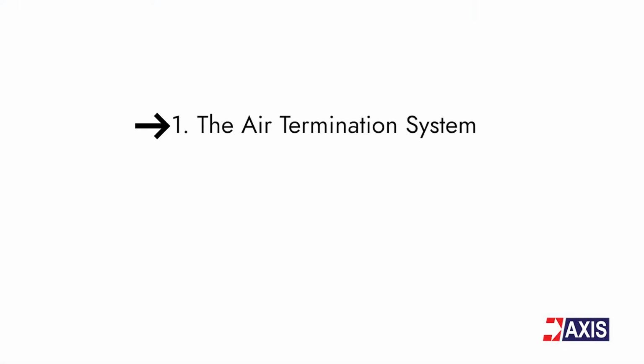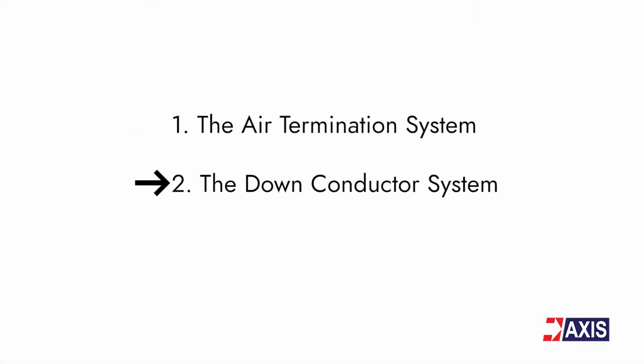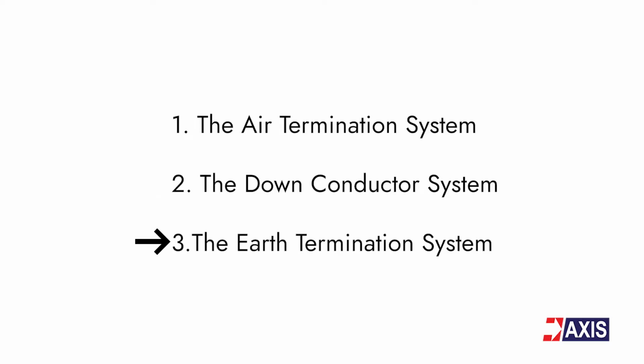Now let's get back to the subject at hand and let's talk a little bit more in detail about the 3 parts of the external lightning protection system. Firstly, the air termination system. Secondly, the down conductor system. And thirdly, the earth termination system.